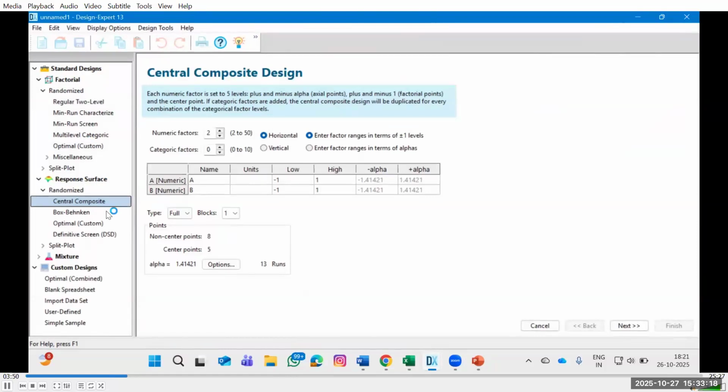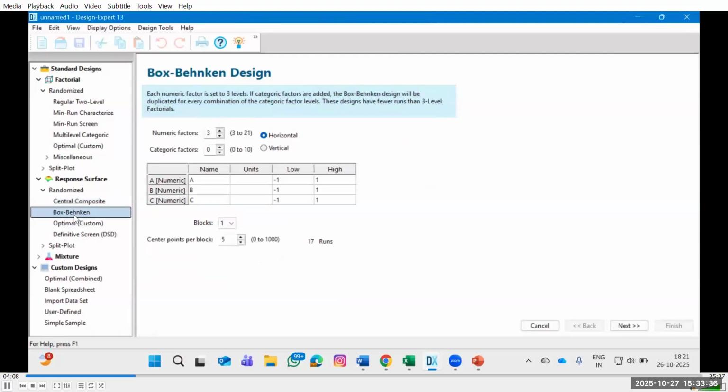statistical designs like central composite design, Box-Behnken, optimal or custom design, etc. From these, we basically use Box-Behnken and central composite design. We have discussed the comparison between them.